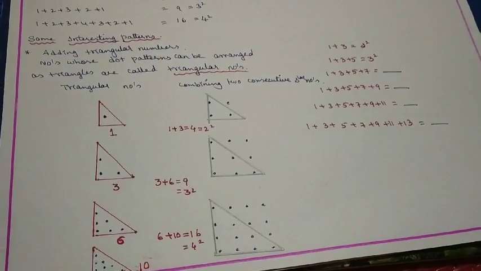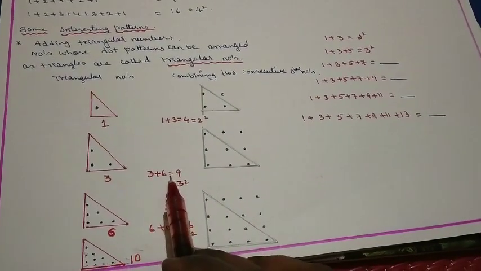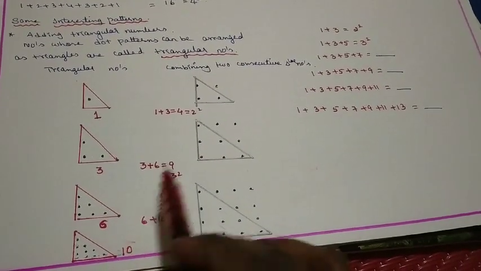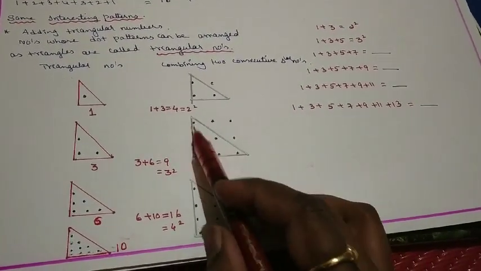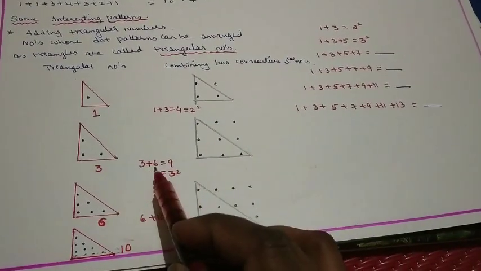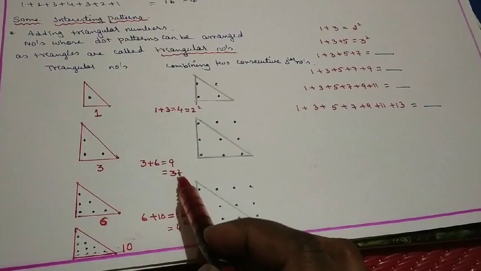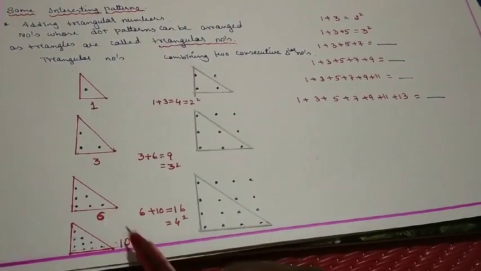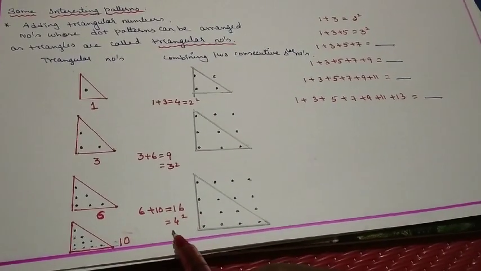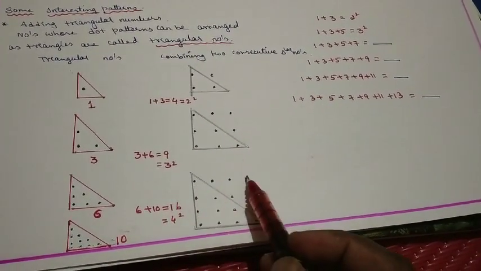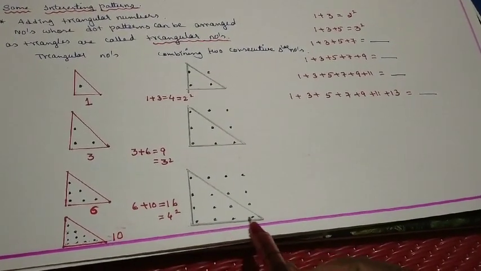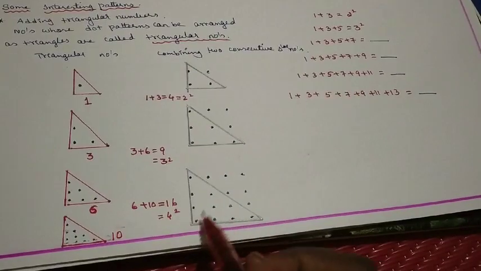Again, if I combine 3 plus 6, these two triangular numbers, we get 9. 9 is a perfect square. So we can see the dots are arranged in the form of a square. So 3 plus 6 equal to 9, which is nothing but 3 square. The same way 6 plus 10 is nothing but 16. 16 is nothing but 4 square, which can be arranged in the form of a square, 4 dots vertical and 4 dots horizontal. So total number of dots are 16.